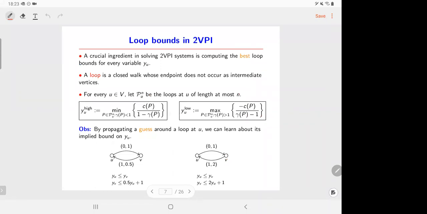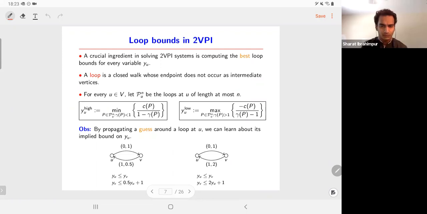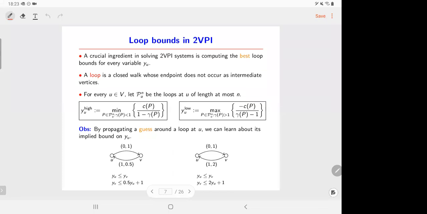So through this glimpse into considering closed walks, we know that closed walks will play an important role in the problem. So we are interested in computing the best bound that can be obtained around a closed walk, or more specifically around a loop. So we'll define a loop as a closed walk whose endpoint does not occur as an intermediate vertex. And then for every vertex U, we use this notation to define the set of loops starting and ending at U of length at most n.